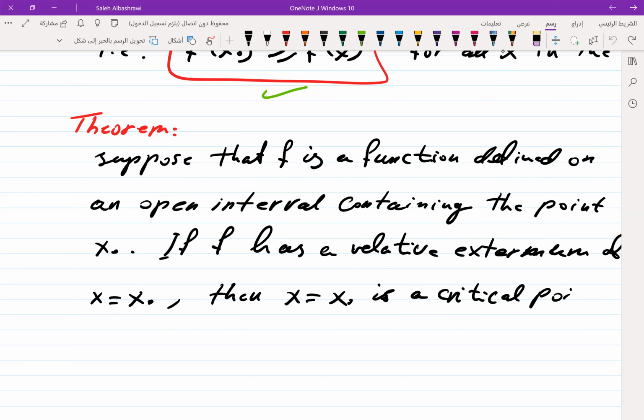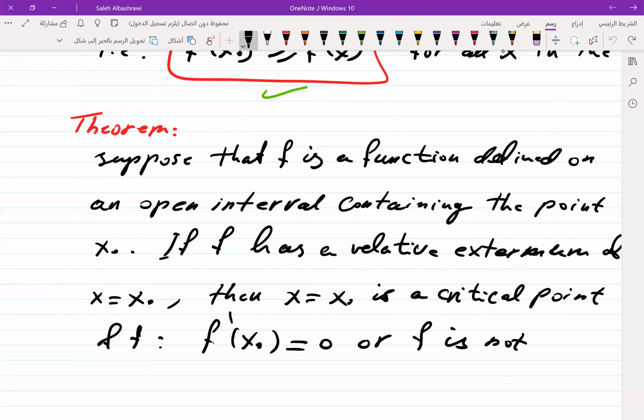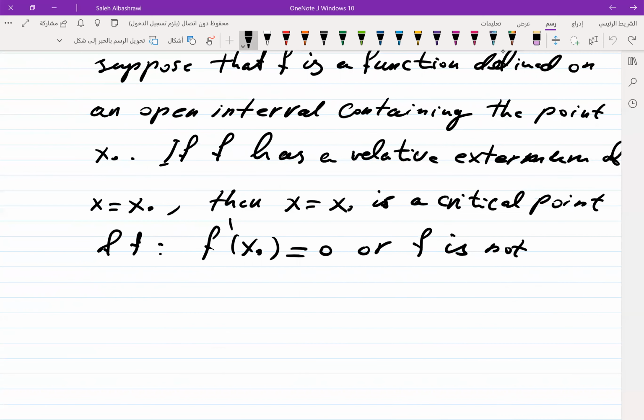Critical point. It means that the relative maximum or relative minimum just happen to be in the critical point of the function. And the critical point of f is either that the derivative at x sub 0 equals 0, or f is not differentiable at x sub 0.